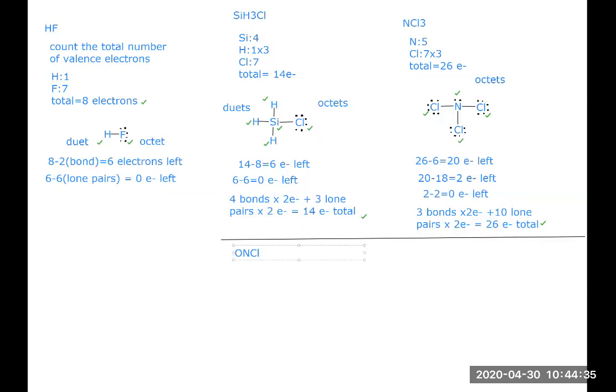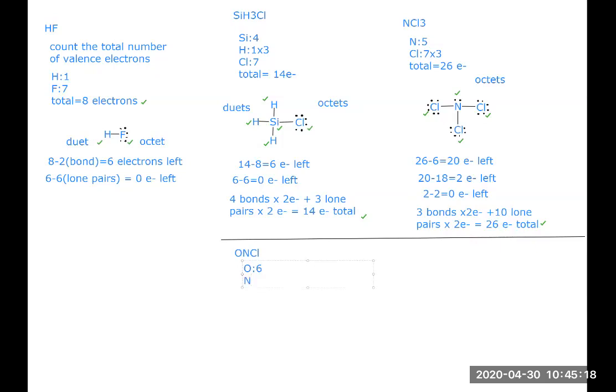Okay, ONCl. So let's count the total number of valence electrons. It's a step that is important. So oxygen, remember how the group number tells you the number of valence electrons that each atom brings. So here oxygen is in group, so tell me that. How many valence electrons from oxygen? Oxygen is in group 6A, it brings 6 valence electrons. We have only 1 oxygen.